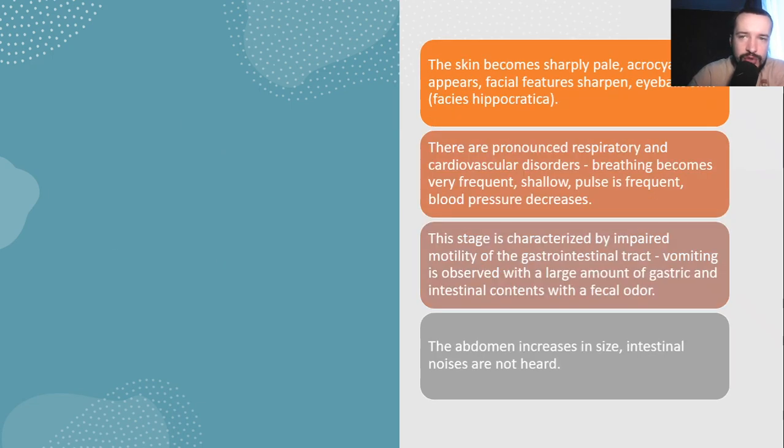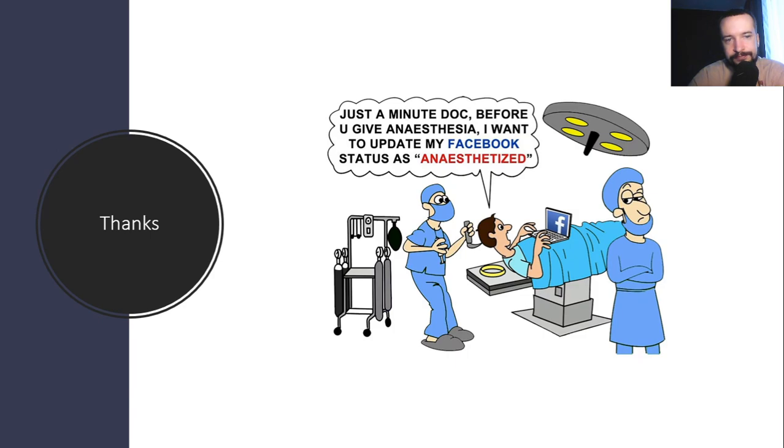In this stage, the skin becomes sharply pale, acrocyanosis appears, facial features sharpen, eyeballs sink. We call it facies Hippocratica. There are pronounced respiratory and cardiovascular disorders. Breathing becomes very frequent and shallow, pulse is frequent, blood pressure decreases. This stage is characterized by impaired motility of the gastrointestinal tract. Vomiting is observed with a large amount of gastric and intestinal contents with a fecal odor. The abdomen increases in size. Intestinal noises are not heard. The patients will die in this stage.